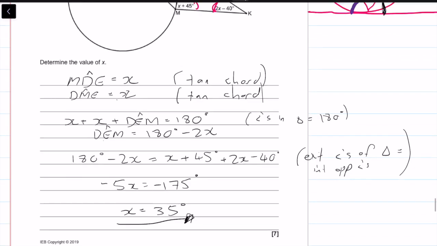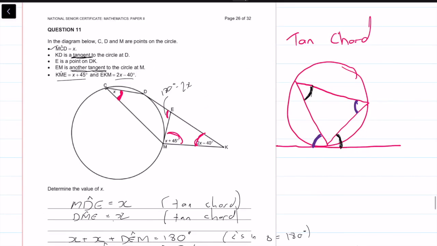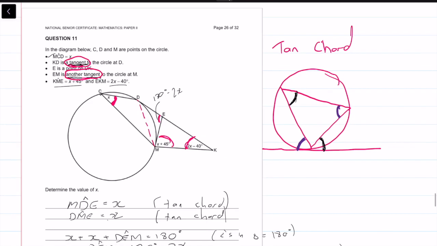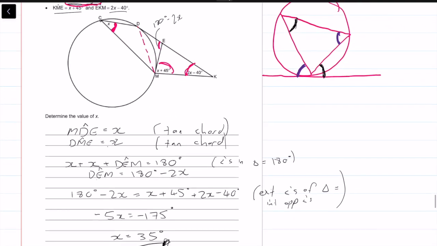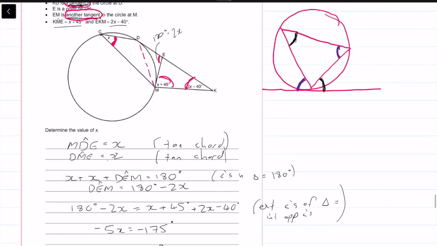And that's our answer. So not too difficult, right? The most important thing is that if you miss that you need to construct this line right here, then you've missed the plot. What you need to look for is the word tangent. Whenever they mention the word tangent, you are looking for the Tan Chord theorem in case it comes up, because it is very useful. And after that, the question is quite simple.